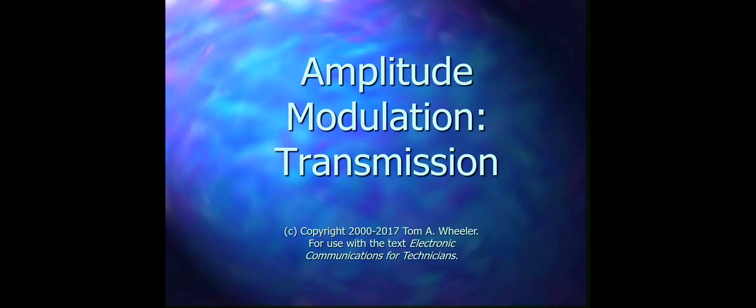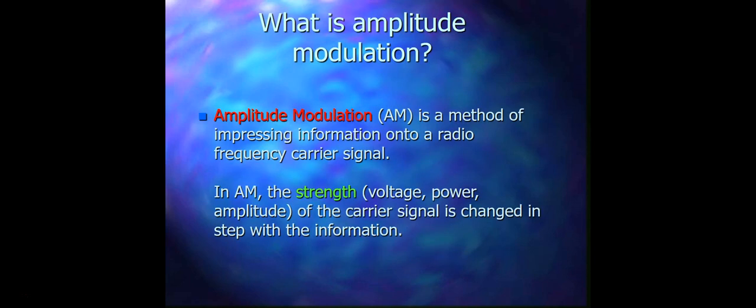So let's get started. What is amplitude modulation? The definition of amplitude modulation we have already covered in the previous lecture, so I'll just quickly read it here. It says a method of impressing information onto a radio frequency carrier signal, and in amplitude modulation, basically the amplitude of the signal is changed in step with the information.